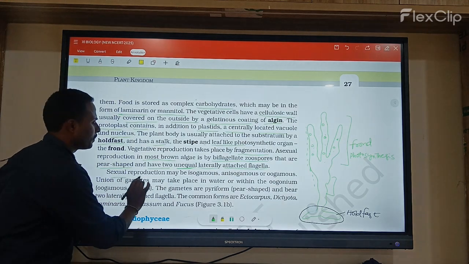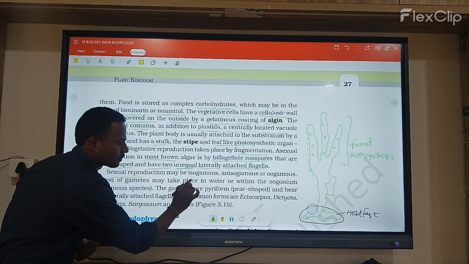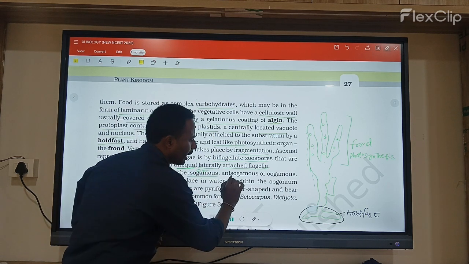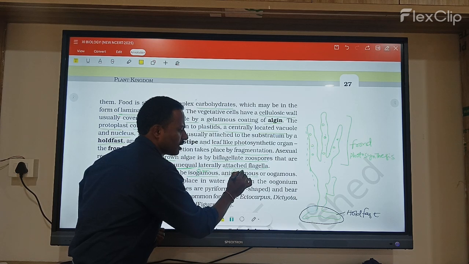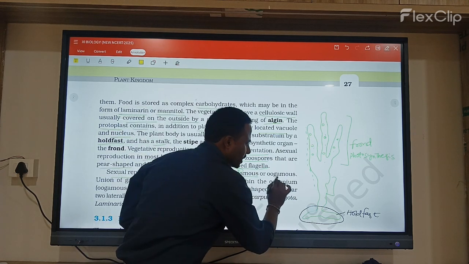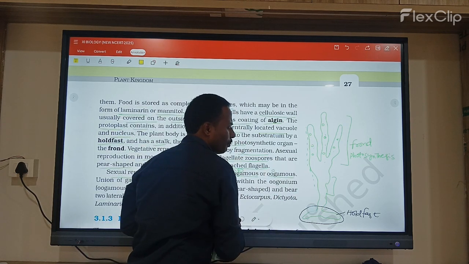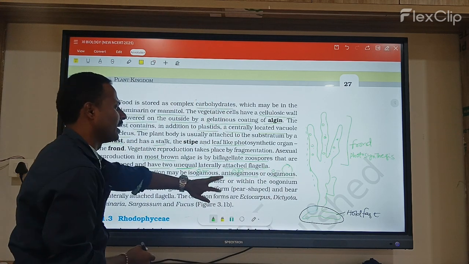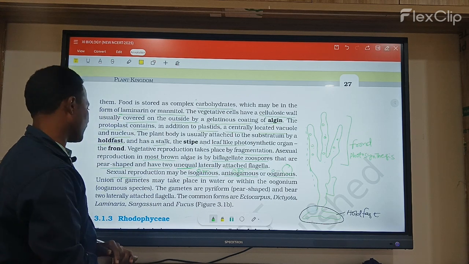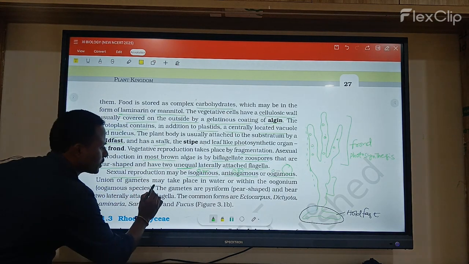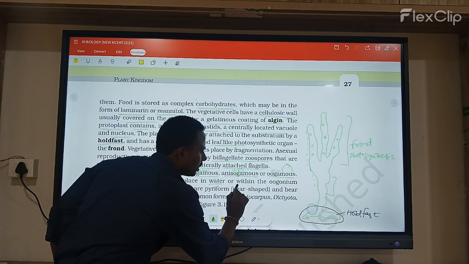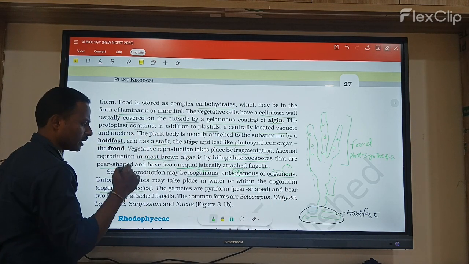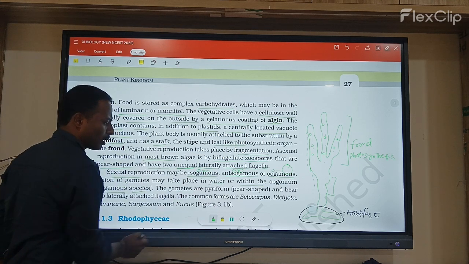Here sexual reproduction always takes place. Sexual reproduction takes place by isogamy, meaning similar gametes fuse. Anisogamy means gametes of dissimilar size fuse. Oogamous means the male gamete is small and the female gamete is bigger, and they fuse. The union of gametes may take place in water or within the oogonium in oogamous species. Mostly the gametes unite through water only.